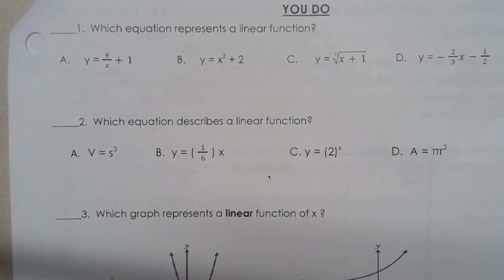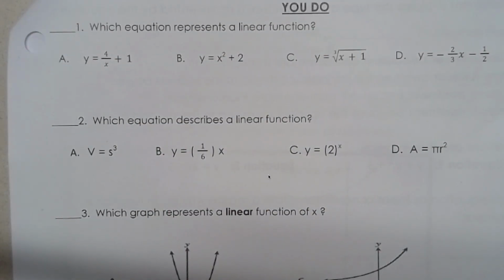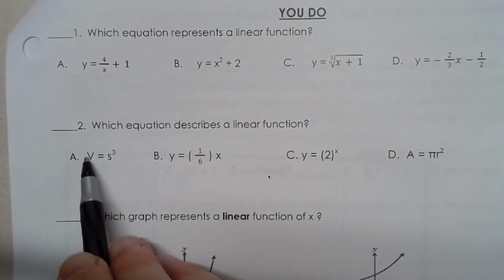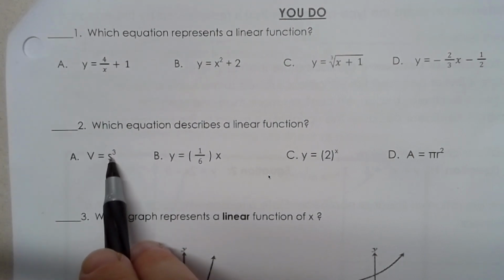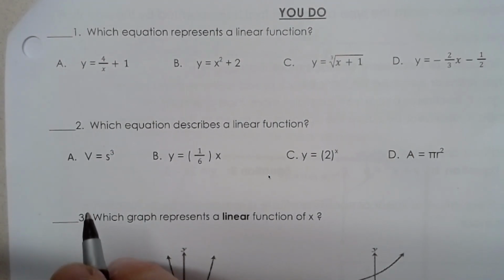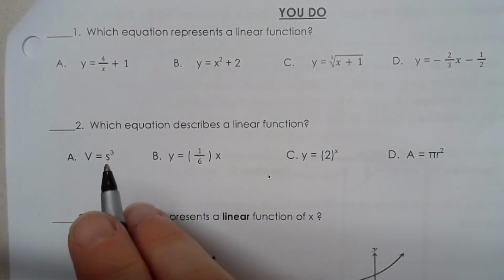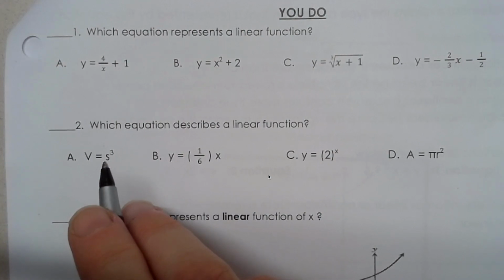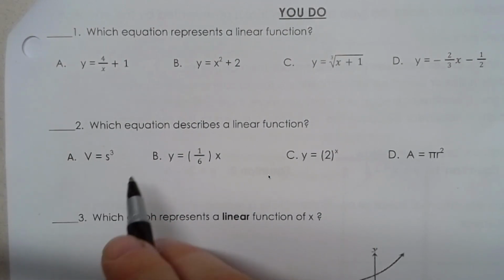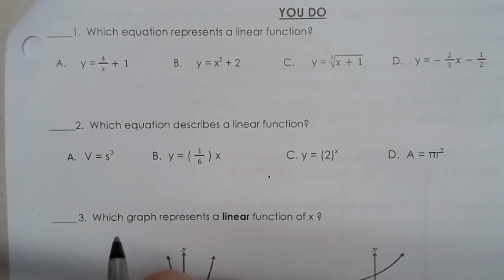Just want to point out here, not for question number 2, not all equations have x and y as variables. Okay, so here this has v as a variable and s as a variable. Remember, the variables cannot have an exponent, the variables cannot be inside of a radical, and the variables cannot be in the denominator of a fraction for linear relationships.